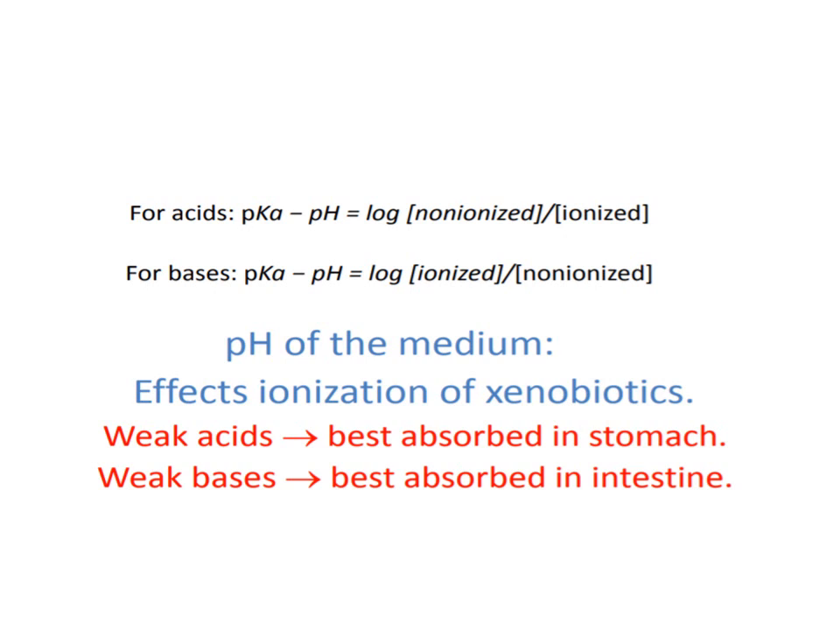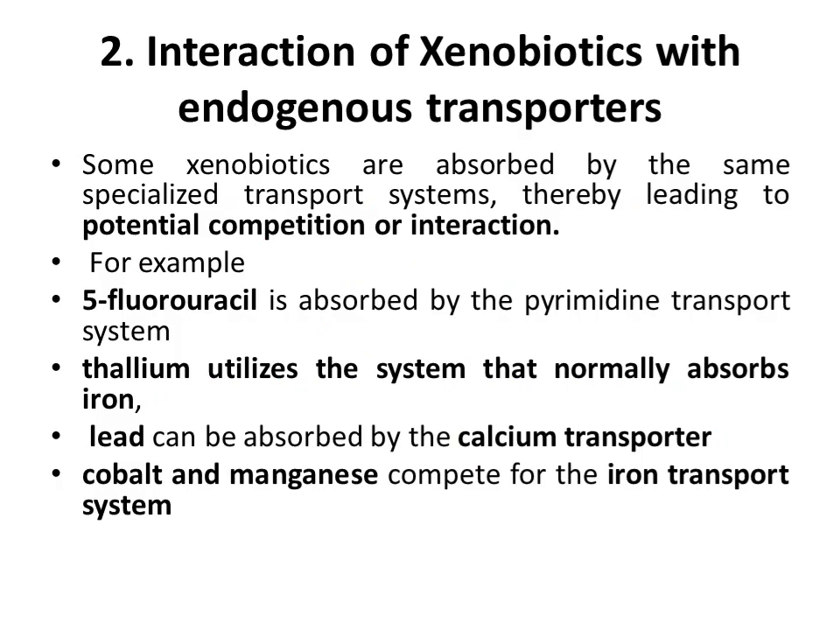This is the Henderson-Hasselbalch equation, which decides at what pH the concentration of the xenobiotic will be more in the non-ionic form as compared to the ionic form. So it is the pH of the medium which affects the ionization of the xenobiotic. Weak acids are best absorbed in the stomach because they will be present more in the non-ionized form. Weak bases will be best absorbed in the intestine because they will be present more in the non-ionized form in the intestine.